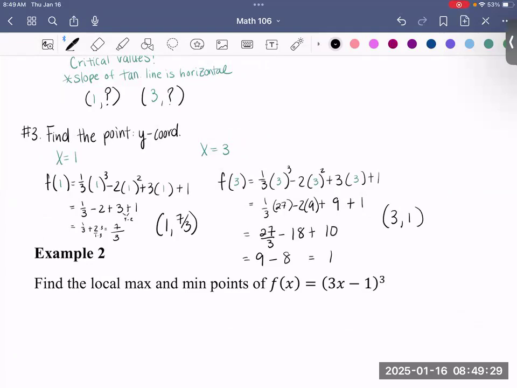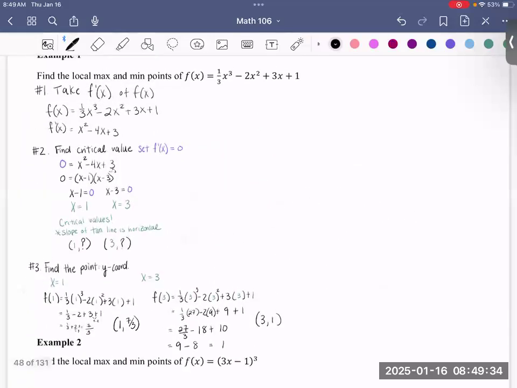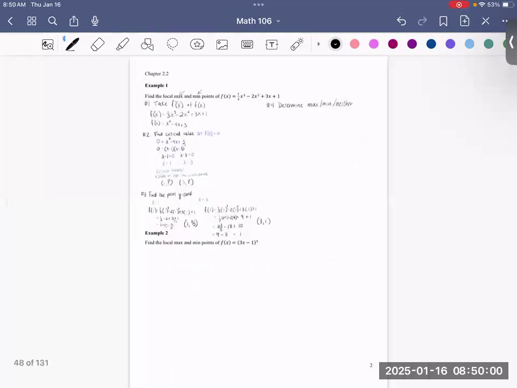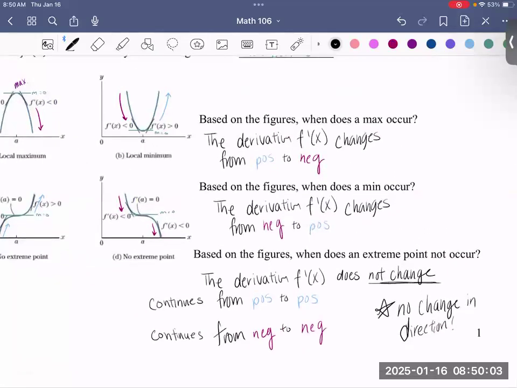Now, in order to see if we have a max or min. So we did all of this just to figure out, did we have a critical point, right? A critical value. So now if we need to determine if it's a max or a min, step 4, determine if we have a max, min, or neither. Now keep in mind what we said previously. We need to determine if it's a max or min based on if we're going from positive to negative, negative to positive, or if there's no change.